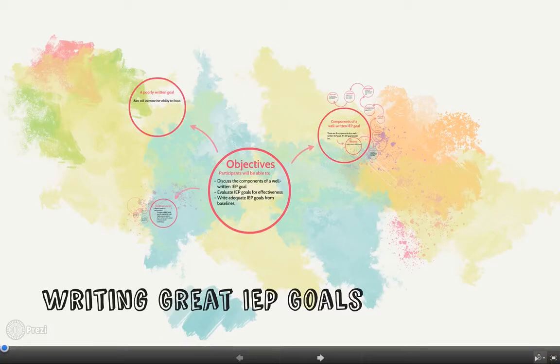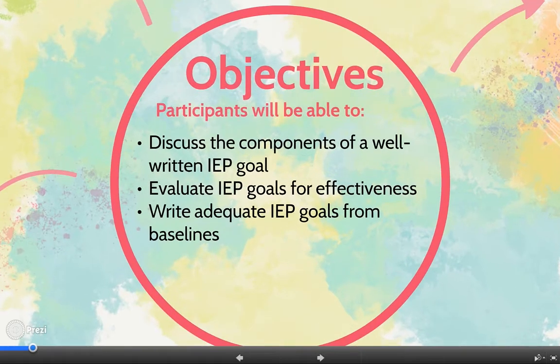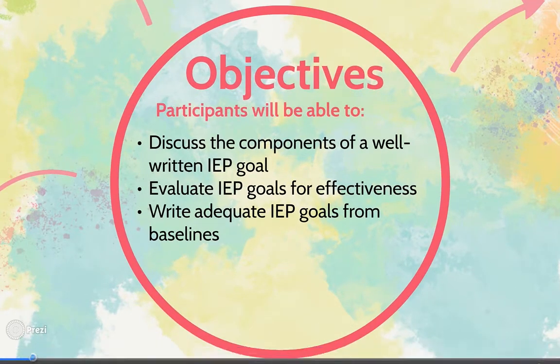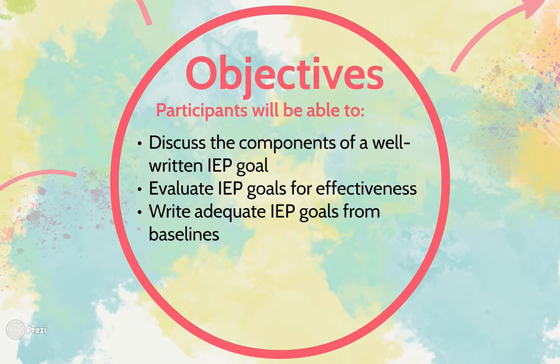This self-directed learning module is about writing great IEP goals that are rigorous and manageable. The objectives for this module are that participants will be able to discuss the components of a well-written IEP goal, evaluate IEP goals for effectiveness, and write adequate IEP goals from baselines.